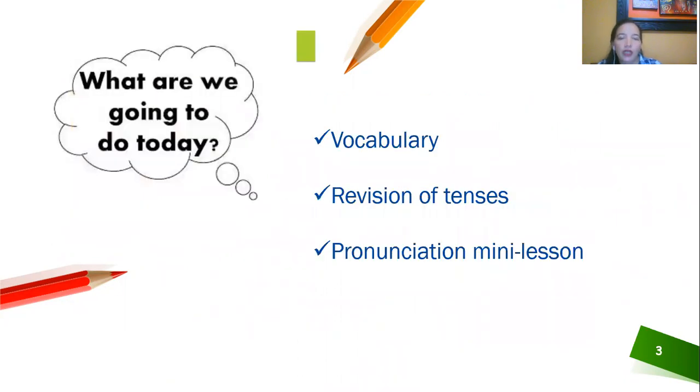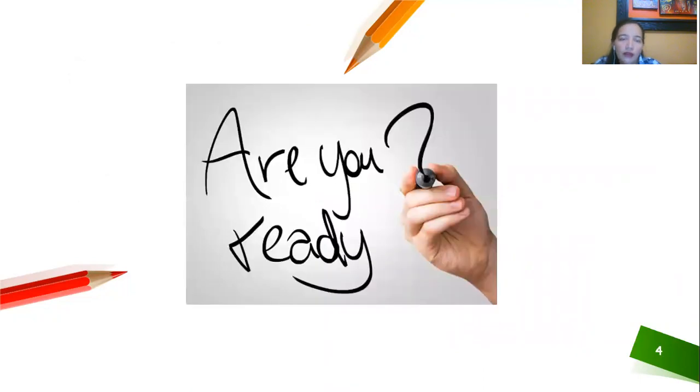What are we going to do today? We're going to divide this class in three parts. The first part, we're going to check the vocabulary of unit number one. Second part, we're going to review tenses again. In the last two classes, we reviewed the principal tenses that we need to remember in English. So we are going to remember them again to make sure you don't have problems with that. And finally, we will have a pronunciation mini lesson. Sometimes there are words that are difficult to pronounce, and so it's important to check some little points of pronunciation class by class, all right? So are you ready to start? Everything on your desk? So let's go on.